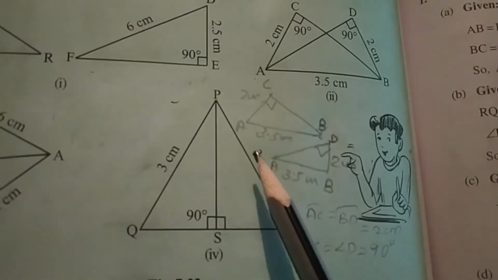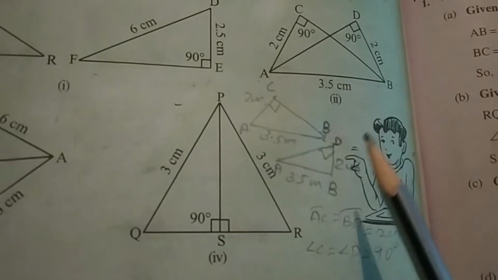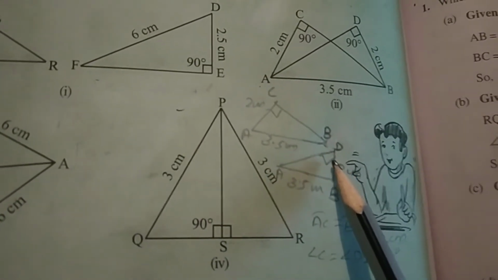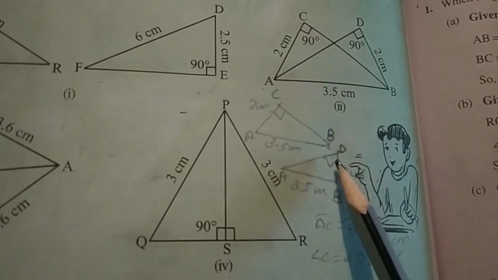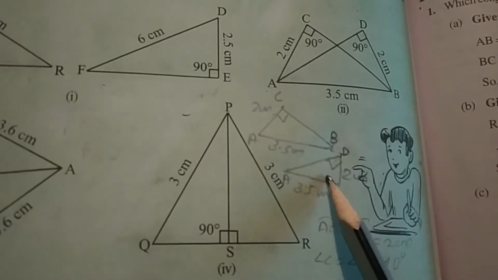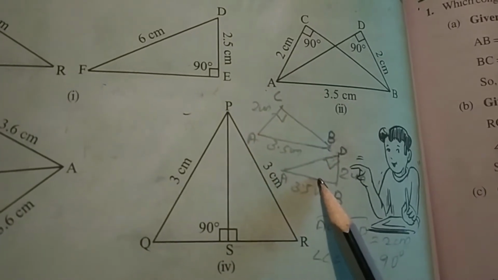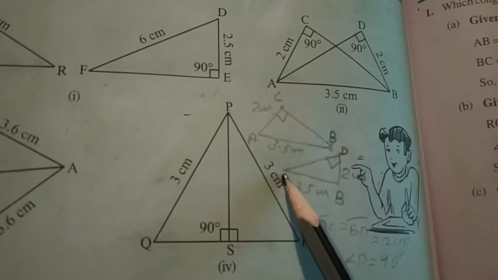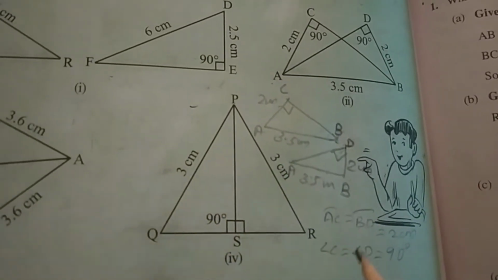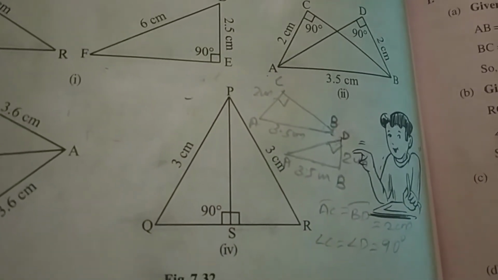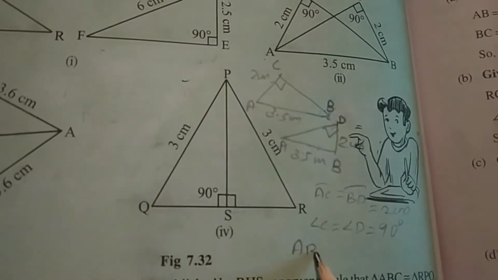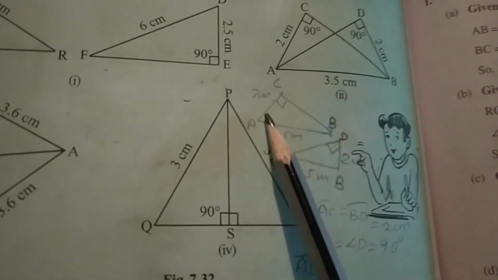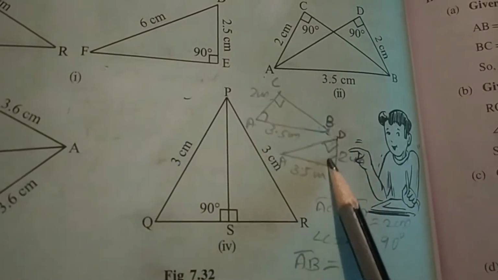Next we have to think about the hypotenuses. We know what the hypotenuse is. The hypotenuse will be the side opposite to the 90 degree angle. That side will be the hypotenuse of a right angled triangle. So here it is AB and here it is AB itself. So this angle is equal to this angle, okay children.